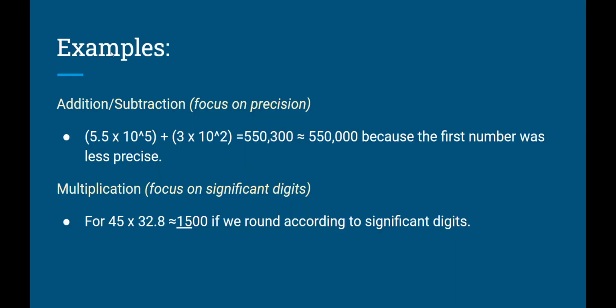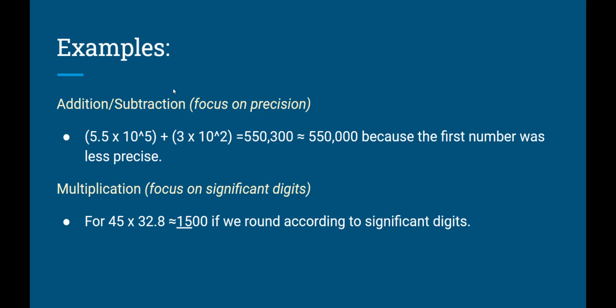Here are two examples. Here we have 5.5 times 10 to the 5th. Written out, this is 5.5, so I would move the decimal to the right 5 places. We're finding the sum here with 300. First, I add the two numbers. Since this is 550,000 plus 300, we have 550,000 and 300.